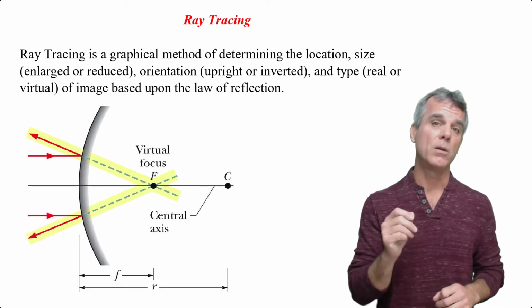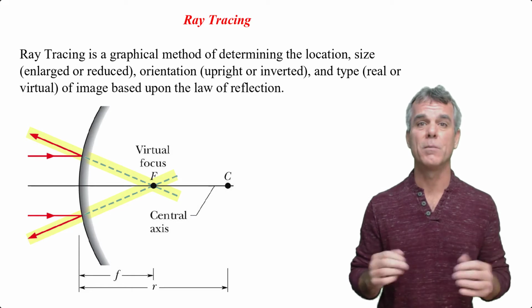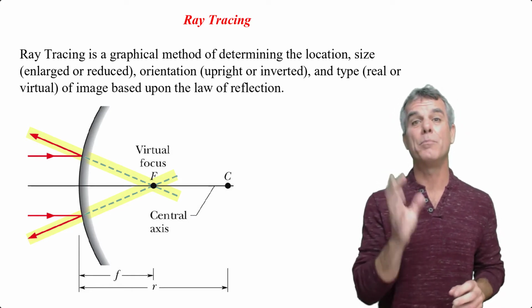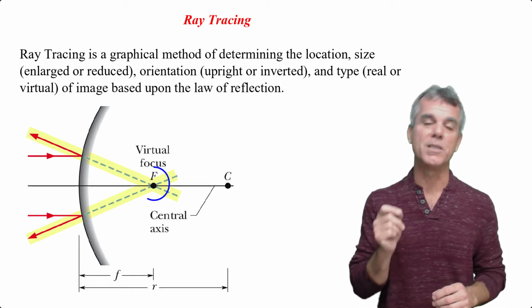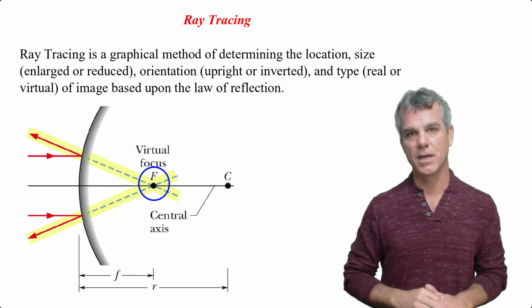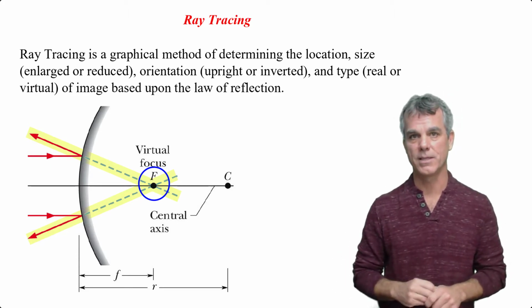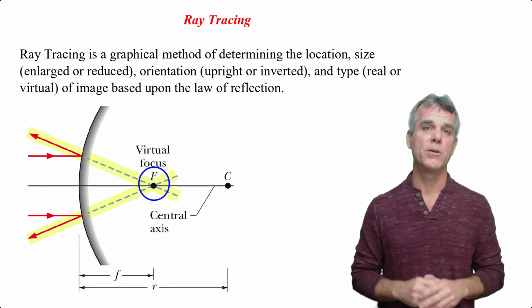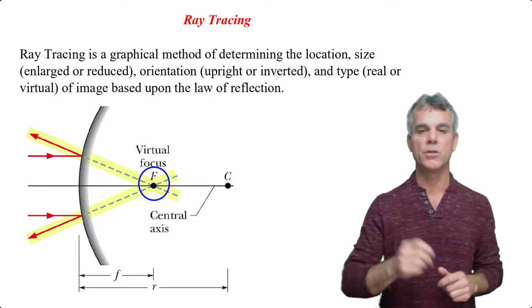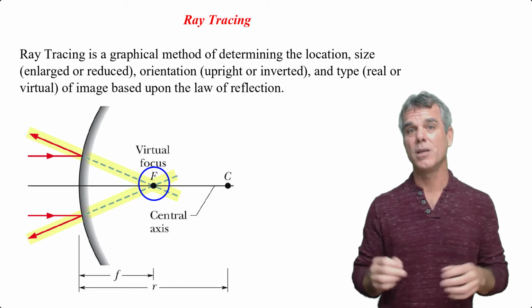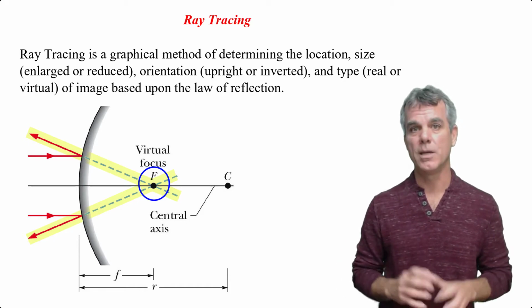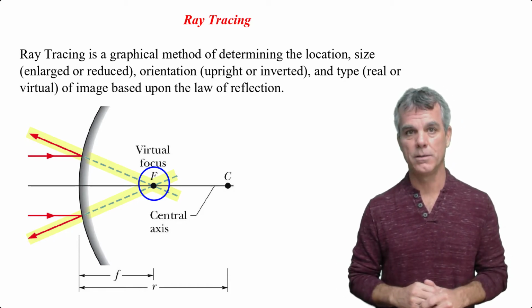However, parallel light rays after reflecting from a convex mirror will all appear as if they originated from a single point behind the convex mirror. That is the focal point for a convex mirror. We sometimes refer to it as a virtual focus or virtual focal point because the light rays are not really emanating from that point. They just look as if they did.